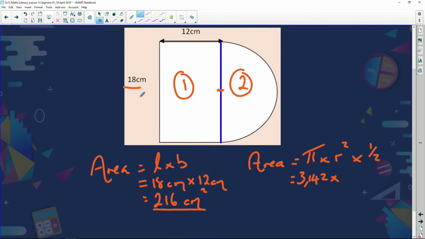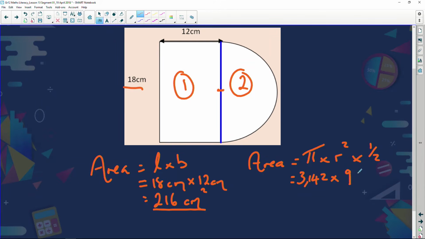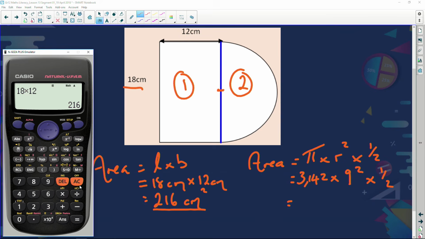So 18 centimeters is the diameter. Why diameter? It goes from one part of the circle all the way down to the other edge of the circle. So my radius must be half of that. And half of 18 we know is 9, and we've got to remember to square it and then multiply that by a half. So again, I'm going to do it on my calculator.